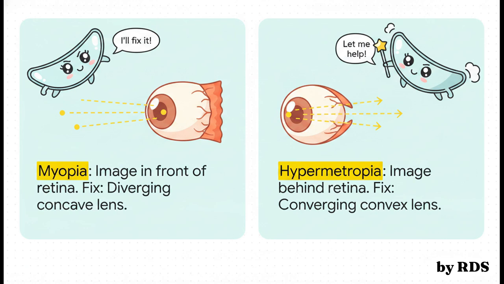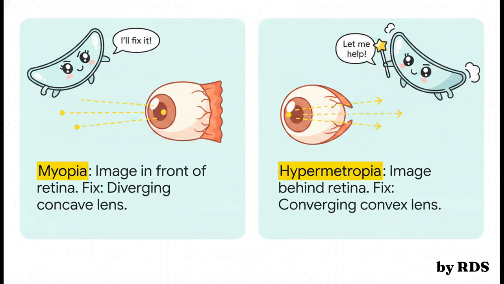Myopia, or nearsightedness, means you can see near objects just fine, but distant ones are a blurry mess. This happens because the eyeball is slightly too long or the lens is too thick, causing those distant light rays to focus in front of the retina. To fix this, we put a diverging concave lens, a lens with negative power, in front of the eye to spread the rays out just a tiny bit before they enter.